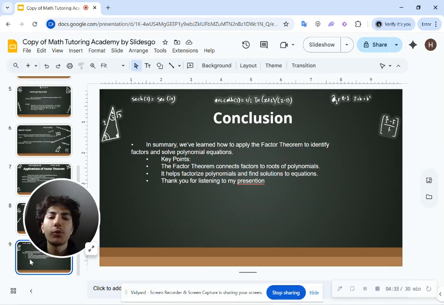Conclusion. In summary, we've learned how to apply the factor theorem to identify factors and solve polynomial equations. Now let's look at the key points of my presentation. The factor theorem connects factors to roots of polynomials. It helps factorize polynomials and find the solutions to equations.